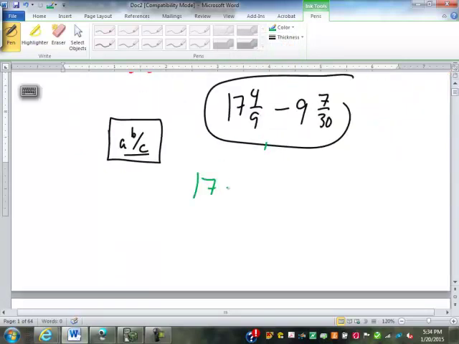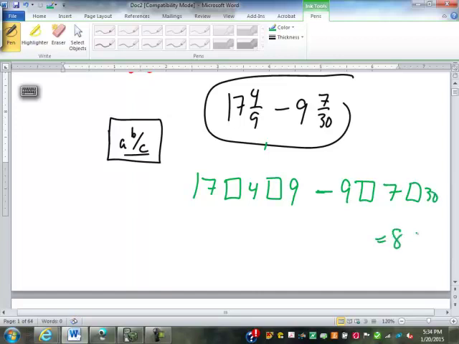What you would type in is 17, hit the ABC key, then 4, hit the ABC key again, and 9. What you just entered was 17 and 4/9 minus 9, ABC 7, ABC 30. Hit equal, and it should spit out 8 and 19/90.